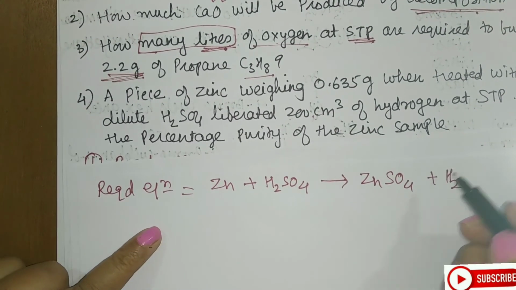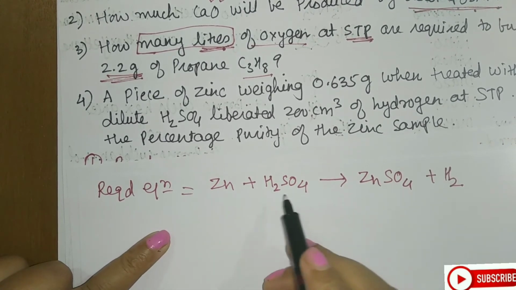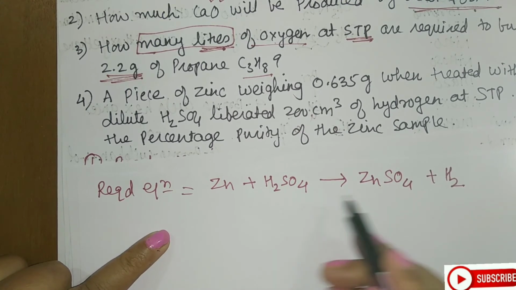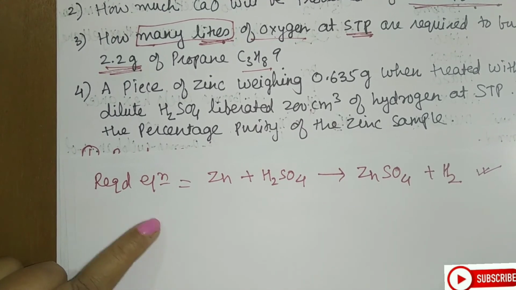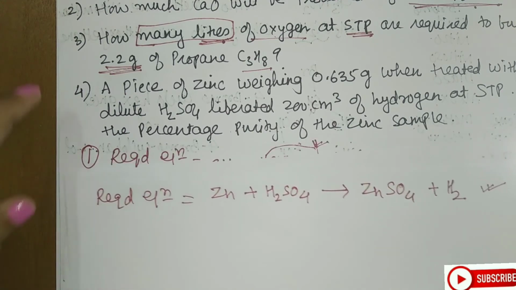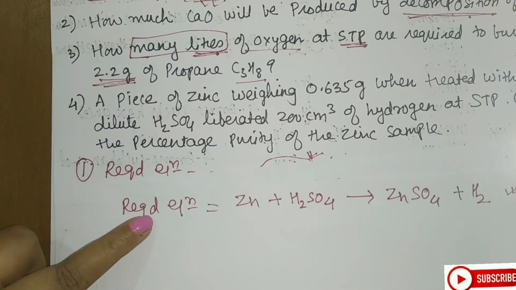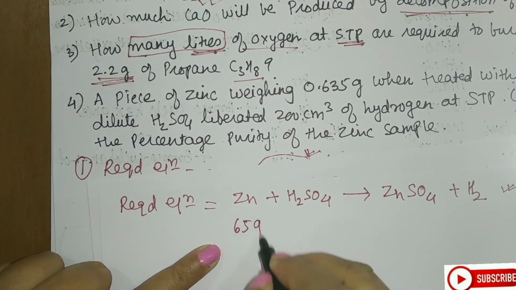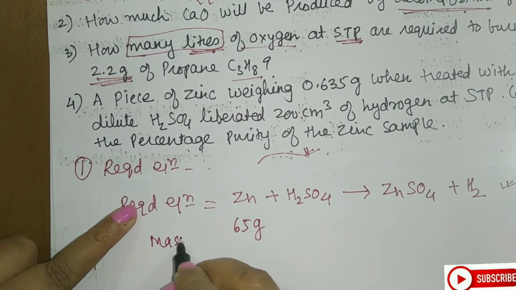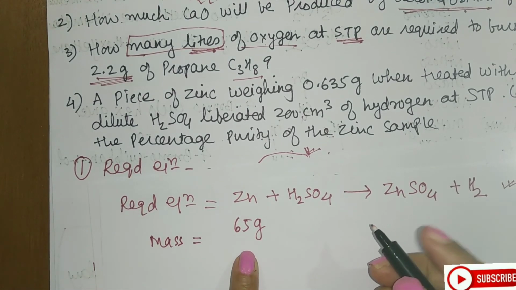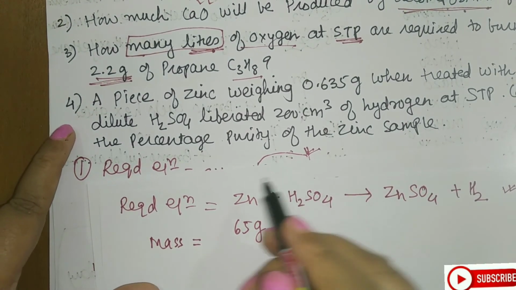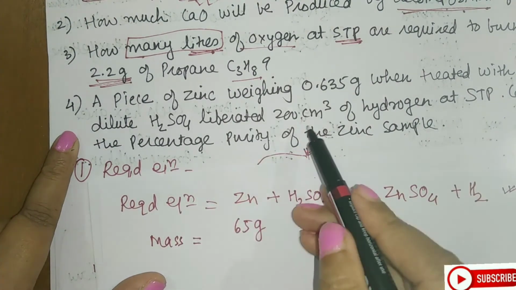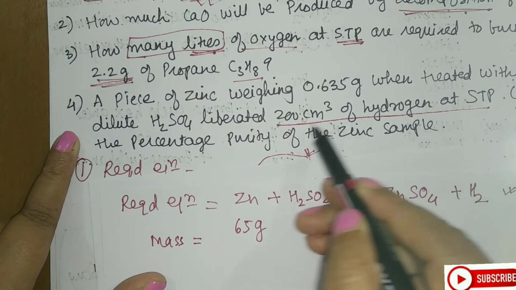Now let us balance the equation. Zinc 1, hydrogen 2, sulfur 1, oxygen 4. So this is already a balanced equation. Now let us see the masses. They have not given it in the question, but you know that the mass of zinc is 65 gram. So the mass of zinc is 65, and what they are asking in the question is, when treated with excess of dilute H2SO4, this much ml of hydrogen is given off.